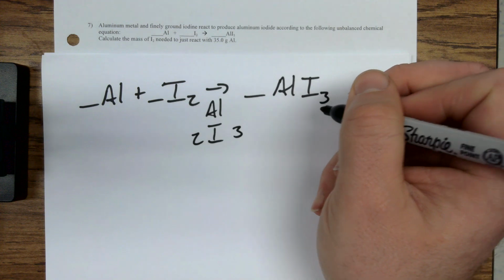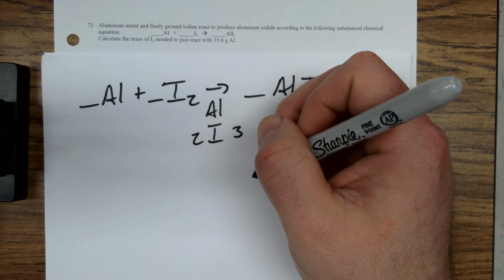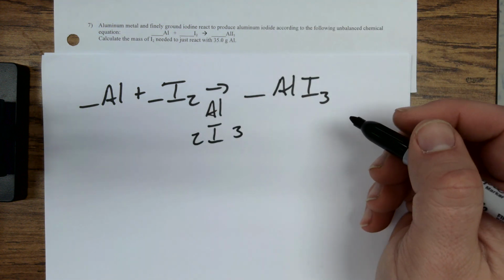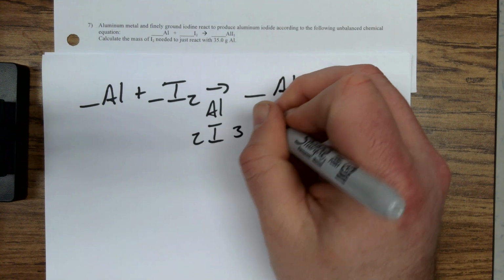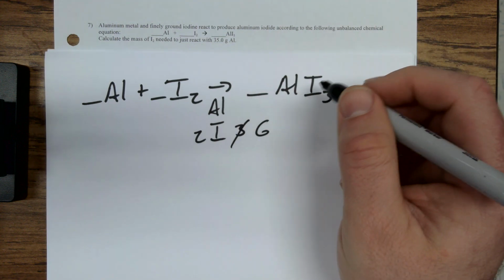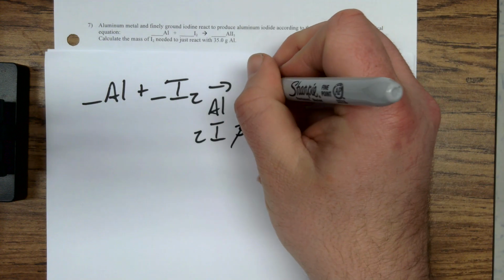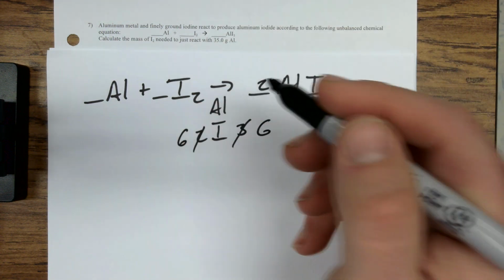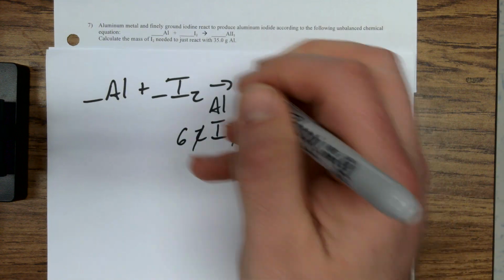Now, no matter what I do, 2 never goes into 3, and 3 doesn't go into 2 evenly. So I need to find a number that they share. What's the number that 2 and 3 share? 6. How do I get 6 on my product side? What coefficient will I put here? 2. I want 6 on my reactant side. What coefficient am I going to put in front of iodine gas? 3.